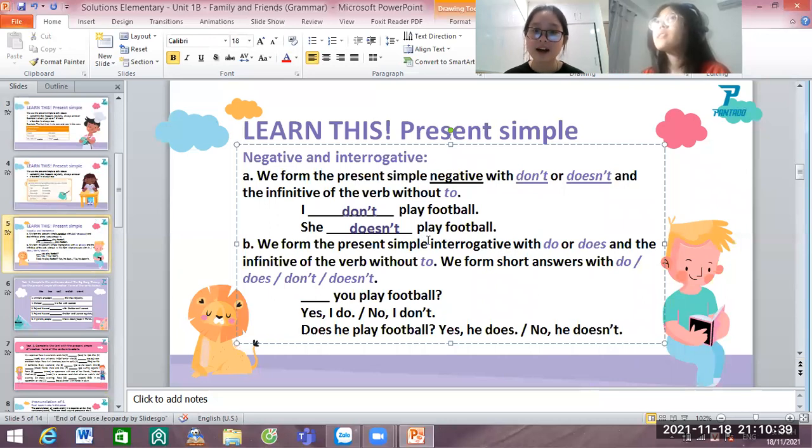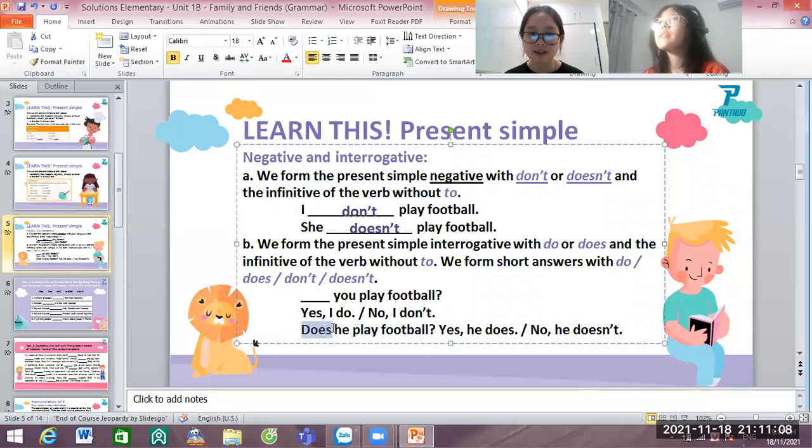Yes, it is called interrogative. We use do and does. Do and does will be placed at the beginning of the sentence, like this: Does he play football? Do you play basketball? Do you know how to play the piano? So do and does will be placed in the beginning of the sentence.